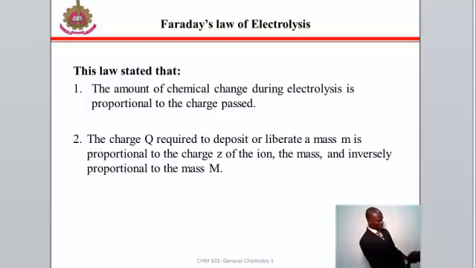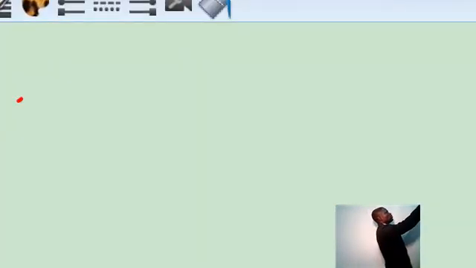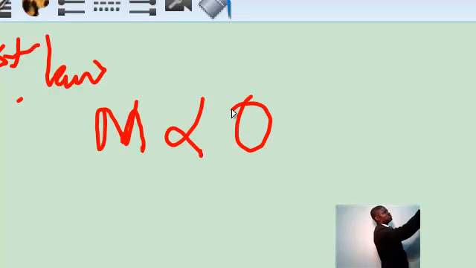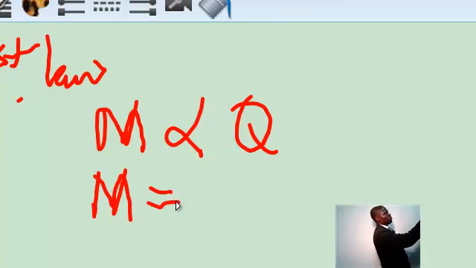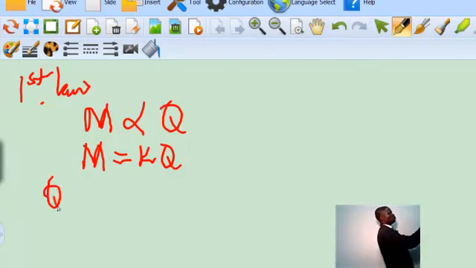So let's take a look at the mathematical representation of both the first law and the second law. The first law is talking about mass proportional to the quantity. And from a knowledge of mathematics, when we remove the proportionality sign, mass becomes KQ. From our knowledge of physics, Q equals IT, that is current times time.